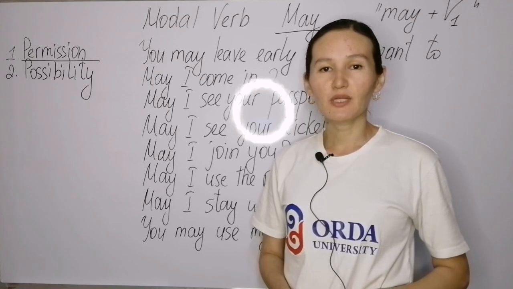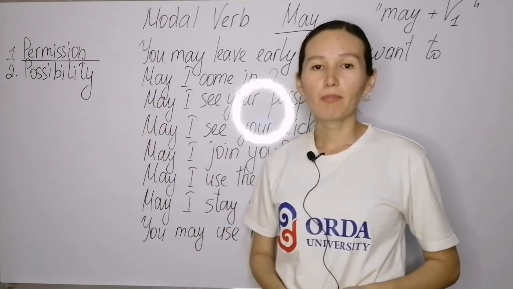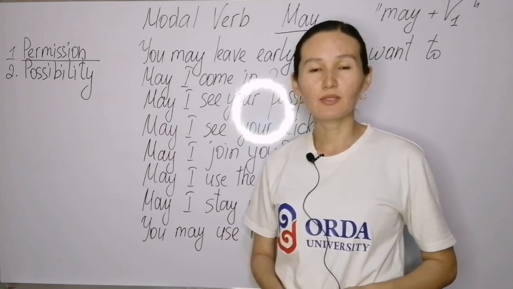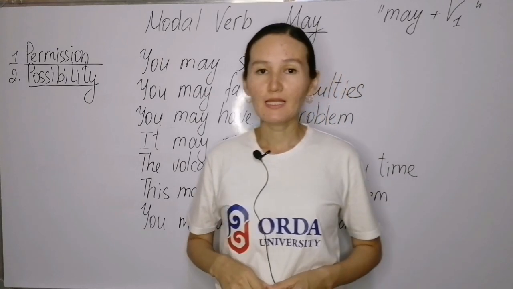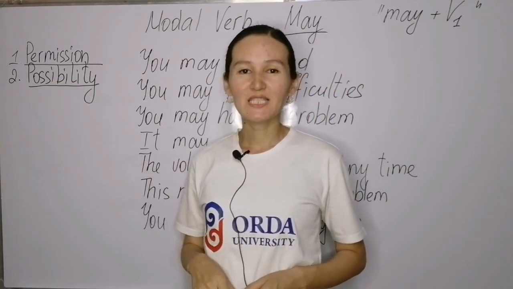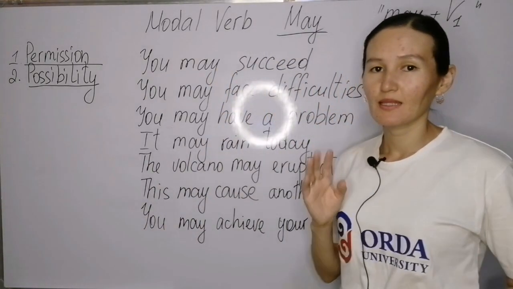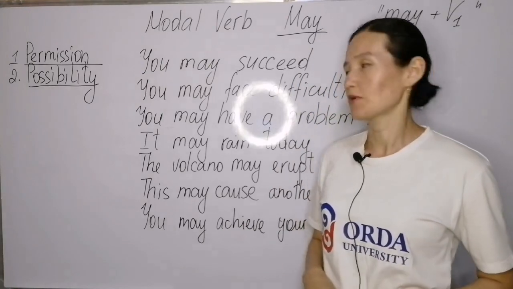Now, let's take a look at the sentences about possibility, because may is also used to talk about different possibilities. In these sentences, may is used to talk about different possibilities. The form is the same, may plus verb in the base form.